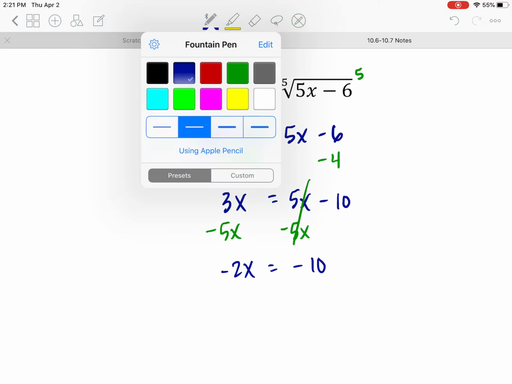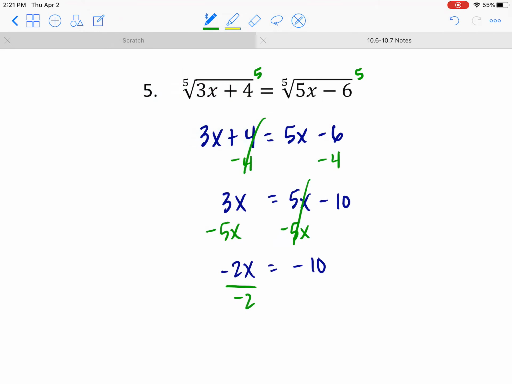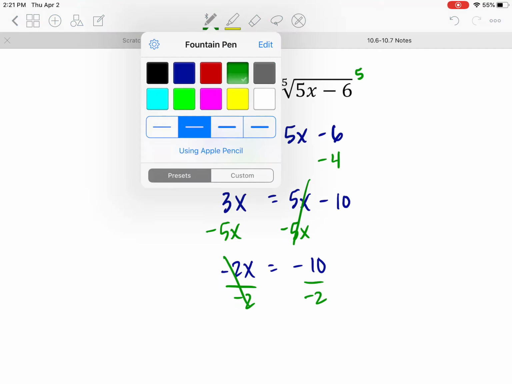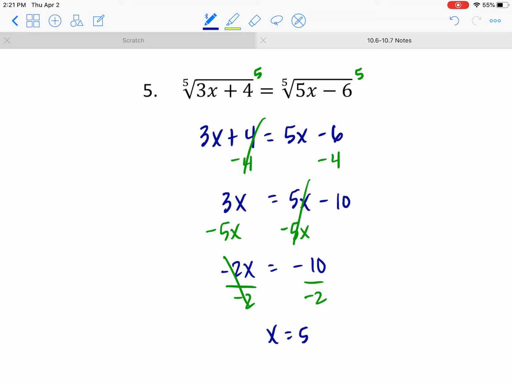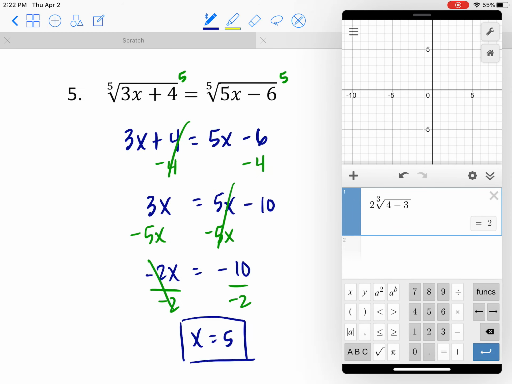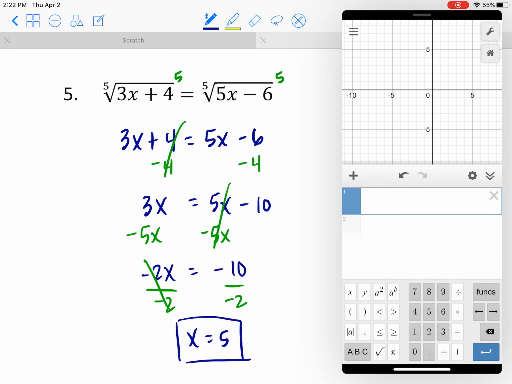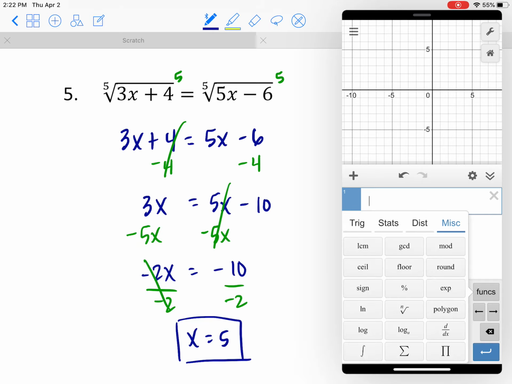Now I'm going to subtract 5x from both sides. So now I have 3 minus 5 is a negative 2x equal to negative 10. And now I'm going to divide both sides by negative 2. And that gives me x equal to positive 5. So x equals 5 is our solution.